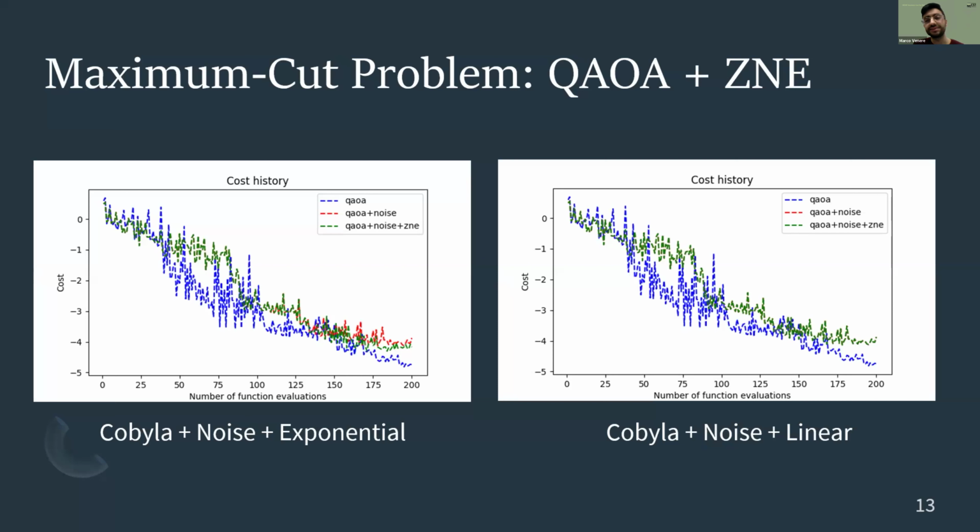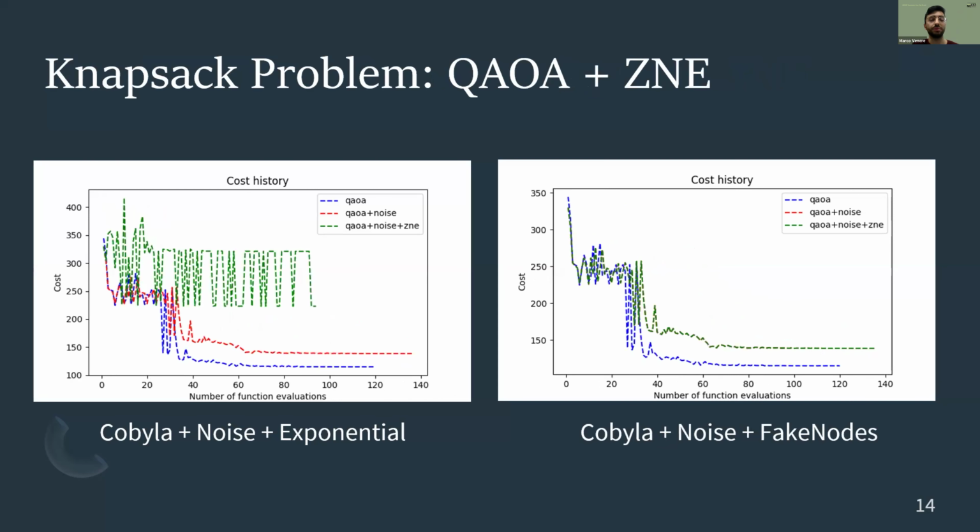On the other side, the linear extrapolator completely overlaps with respect to the trend given by the noisy case. This means that we are not reaching any valuable effect thanks to this method. Let's now move on to another case with the knapsack problem.